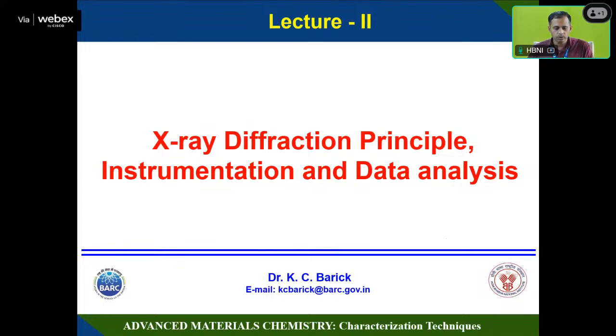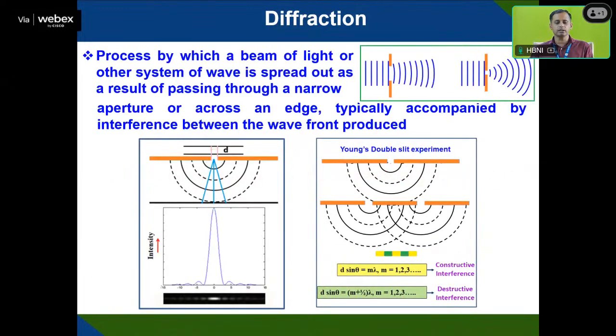Okay. So if you see diffraction, it is a process in which a beam of light or any other system of waves spreads out as a result of passing through a narrow surface. You can see here, if you have a narrow surface, once that beam of light or wave passes through this small orifice, it will typically be accompanied by interference. It will mainly produce a wave front. If you have a small narrow slit here, the wave fronts will be generated like this.